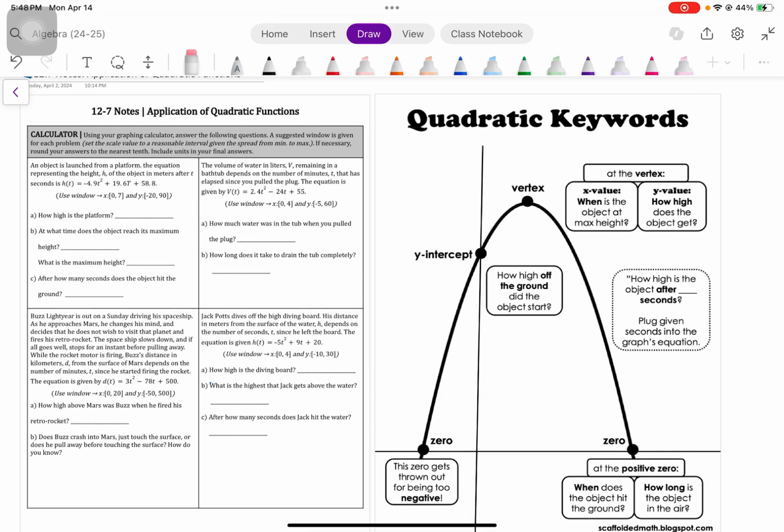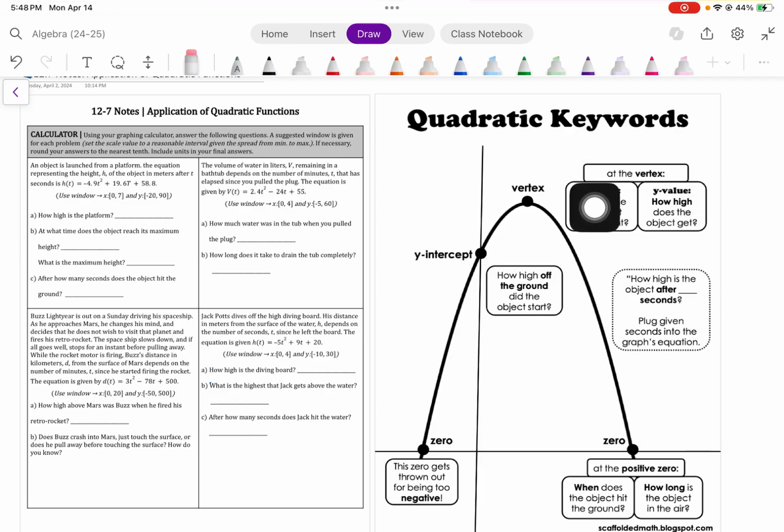Hey Algebra, here are your 12-7 notes for the application of quadratic functions. So we're just going to be talking about our parabolas in terms of real-world scenarios. What I gave you is a graphic organizer over here that'll really help you with your work.